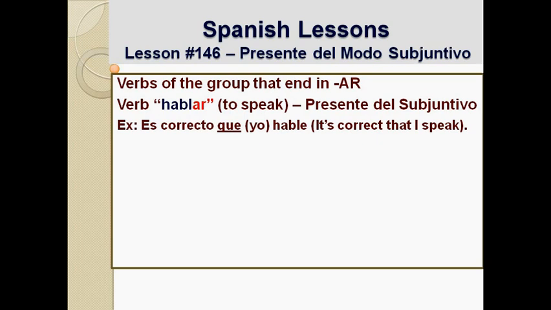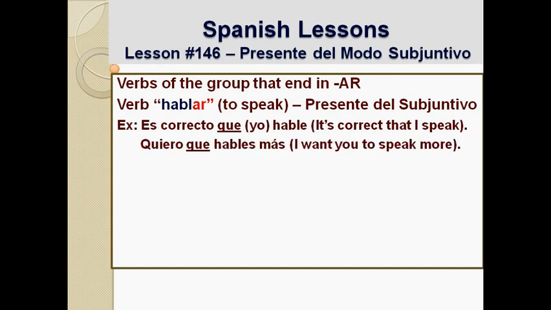In this case, presente del modo subjuntivo. The verb hable is conjugated in presente del subjuntivo. Que, you see the word que that translates as that in English. Que is a word that usually goes in this conjugation tense, okay? So here you have another example.